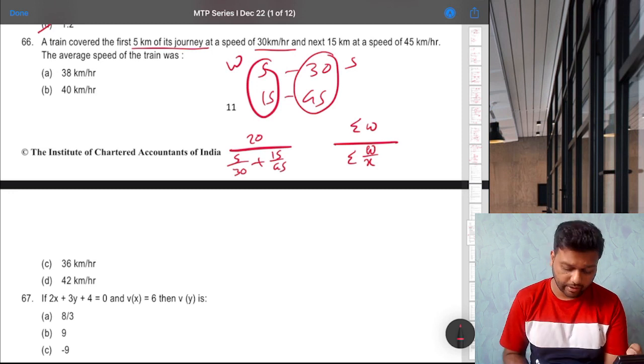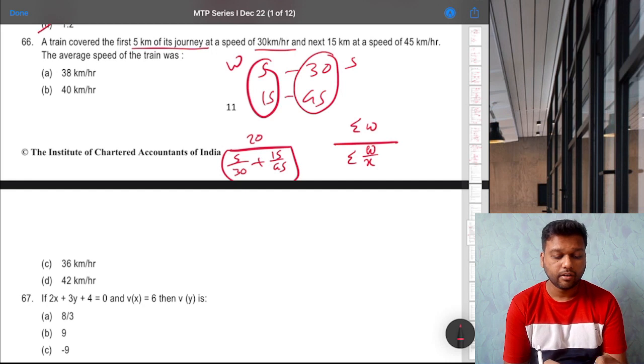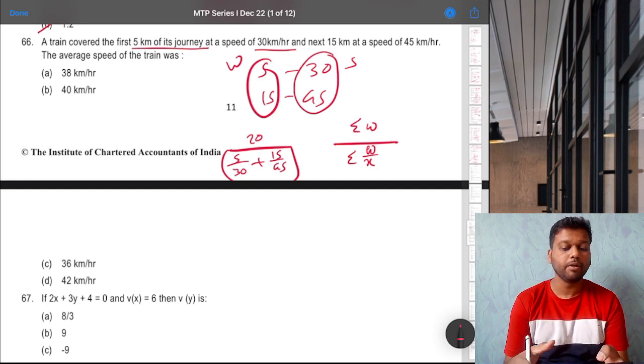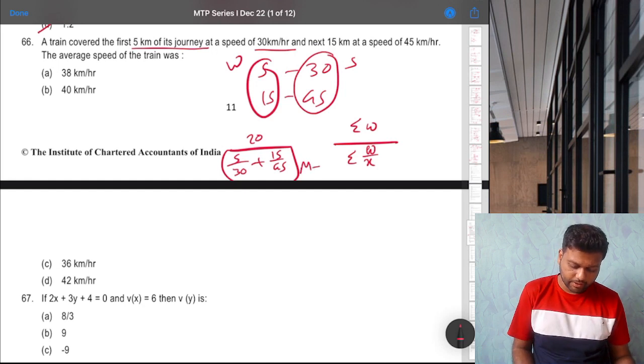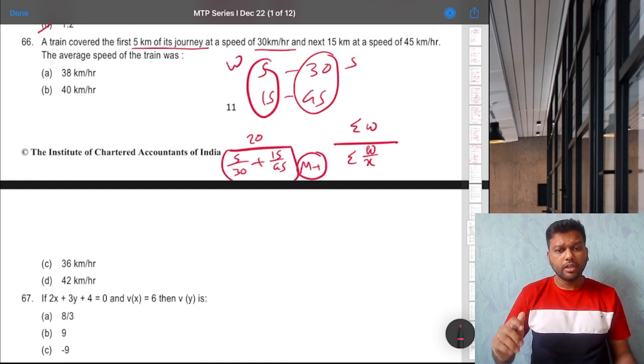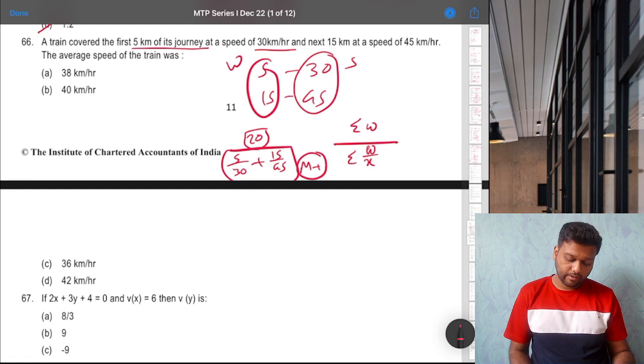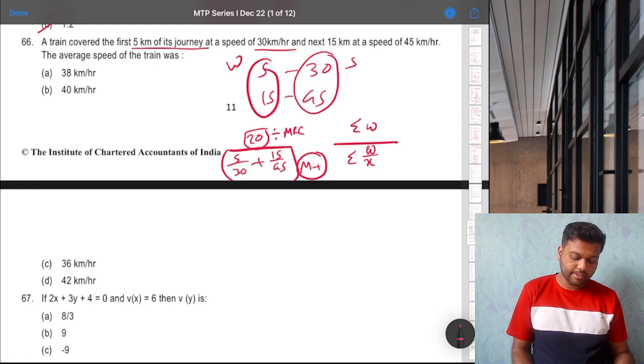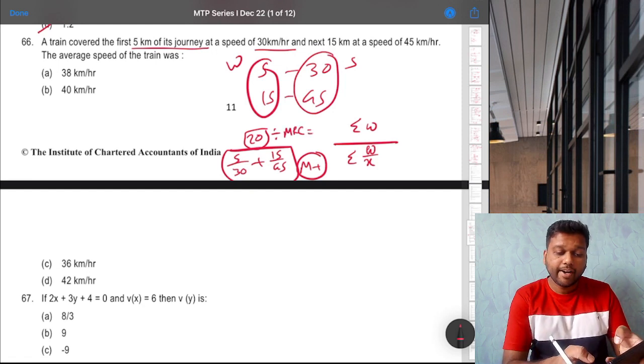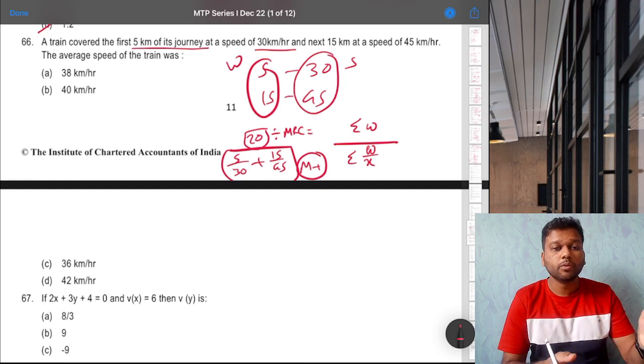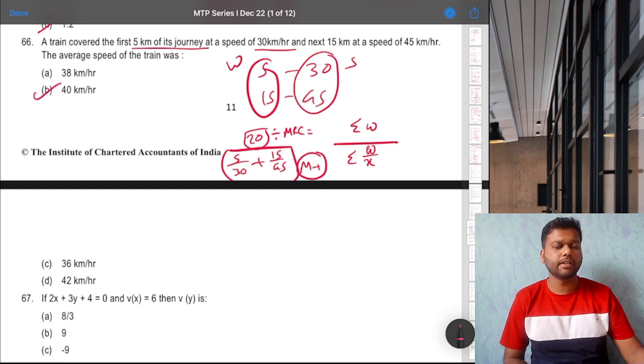How do you do it on calculator? First check denominator, 5 by 30 M plus, 15 by 45 M plus. That's it, don't do anything, M plus. It is stored in memory now. Now what we'll do is we'll take numerator 20 divided by MRC equal to, so 20 divided by the memory and then equal to, if you press that you get 40, B is the correct answer.